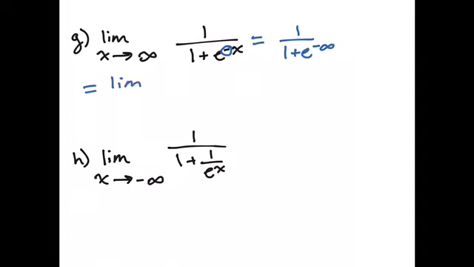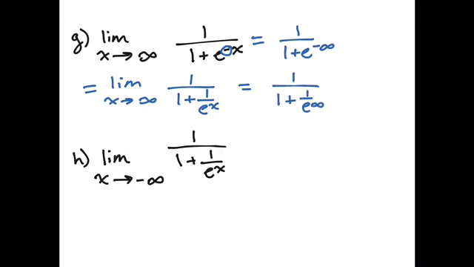Now I'm going to rewrite this as the limit as x goes to infinity of 1 over 1 plus 1 over e to the x. When I do that, I see that I've got 1 over 1 plus 1 over e to the infinity. So what is happening to that term right there? It's going to 0, so my actual limit here is 1 over 1, which is just 1.